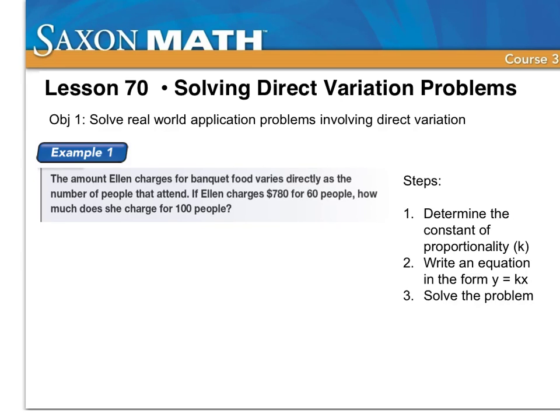Okay, we're on lesson 70. Now we're solving direct variation problems. We just talked about direct variation. Now we're going to solve some real-life problems with them. Okay, so here's your objective. Get it written down. And we'll jump into the first example here.